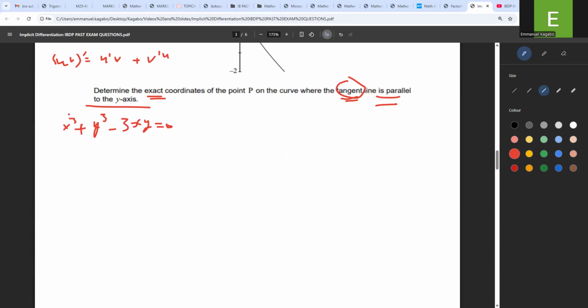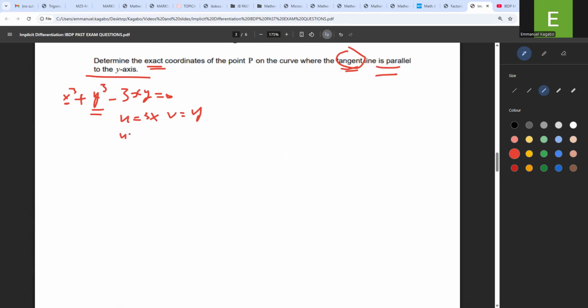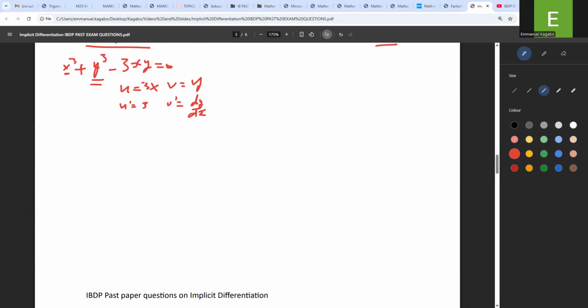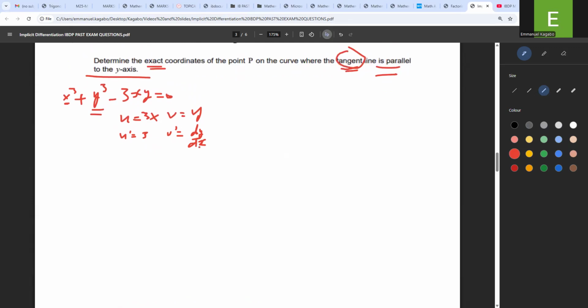Now, this one is fine, but I have to sort out the product here. So I'm going to have u as 3x, and then v is going to be y. Now, what is u derivative? u derivative will be 3. And what about v derivative? v derivative is going to be 1, which will be dy over dx. I hope at this point you understand why I'm writing dy over dx. Now, can I do the derivative of the function?